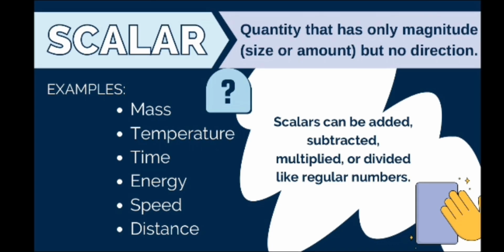So, scalar. It is a quantity that has only magnitude, size, or amount, but no direction. Examples of scalars are mass, temperature, time, energy, speed, and distance. A scalar quantity is fully described by a single number and unit. It means that standard arithmetic operations can be performed directly on the numerical values of scalar quantities.